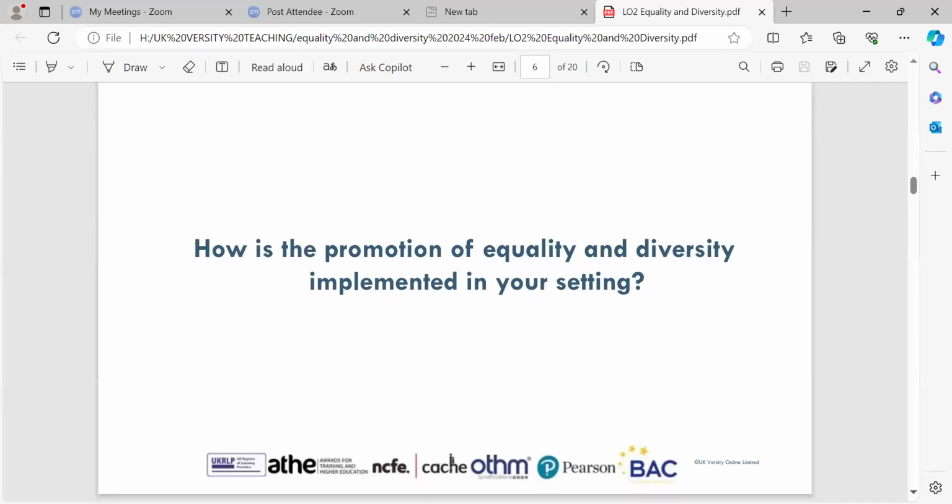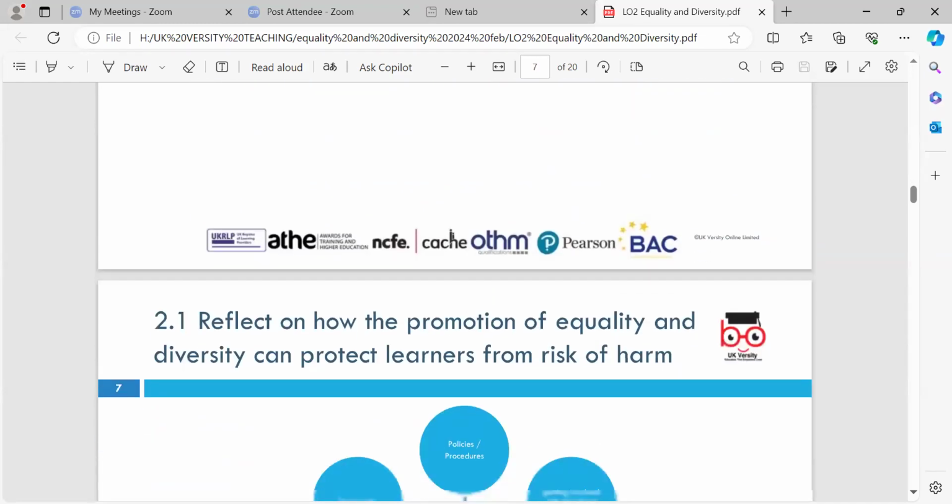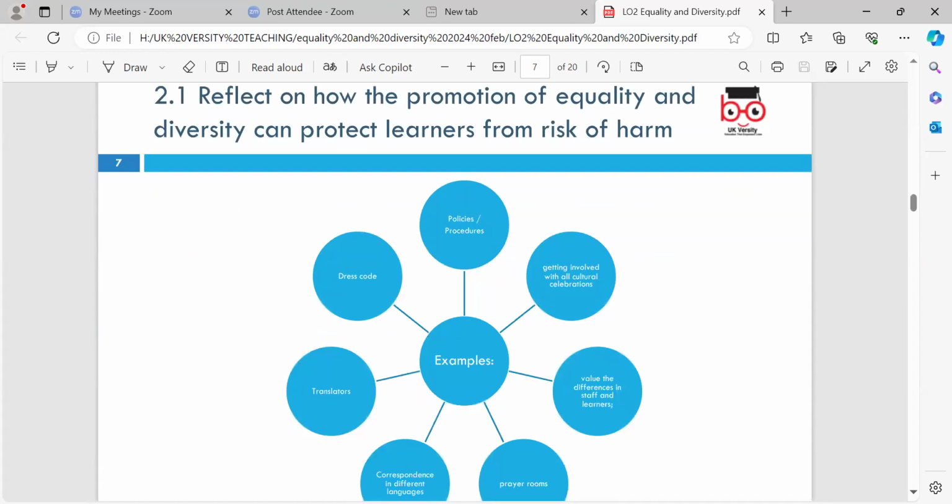How is promotion of equality and diversity implemented in your setting? You talked about your own experiences at your schools, and how you promote that through having mental health days and Black History Day, and it's good that you do that, because it shows that you are embracing equality and diversity within your settings. So reflect on how promotion of equality and diversity can protect learners from risk of harm.